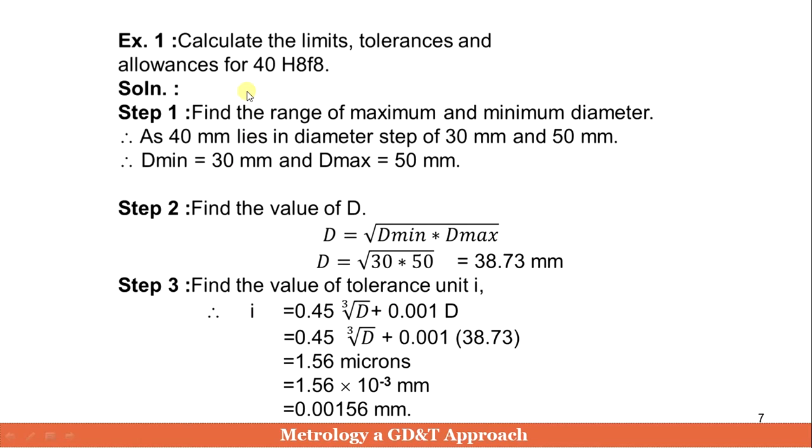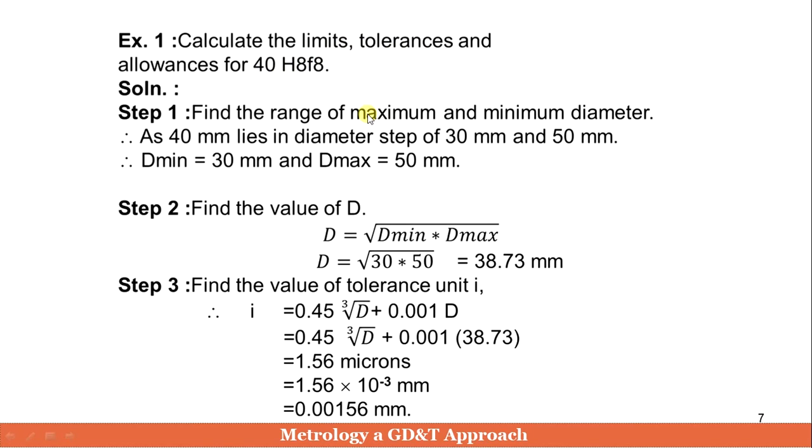Suppose we are asked to calculate the limits, tolerances and allowances for a specific fit designation, 40H8 f8. To elaborate this designation: 40 is our basic size, capital H is the standard hole, and 8 is the IT grade for this hole H. In f8, f is the shaft and 8 is the IT grade for that f shaft. For this case you have to find the different sizes and tolerances with allowances.